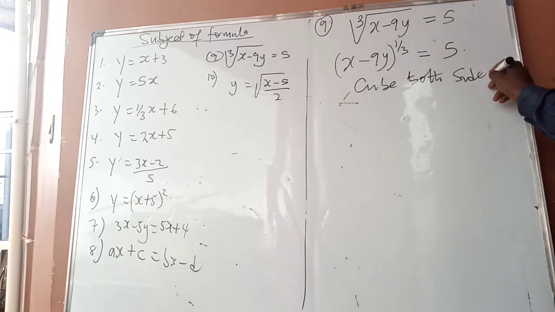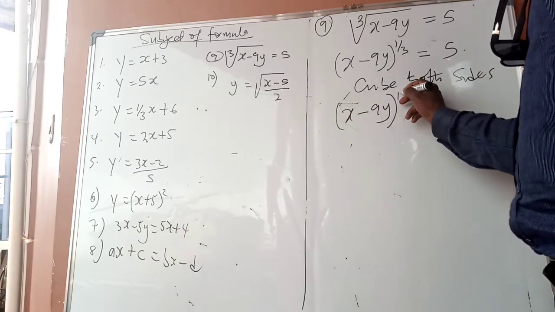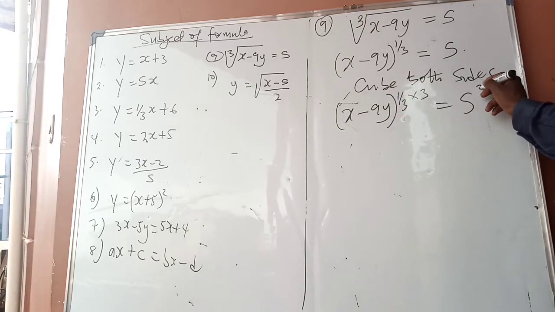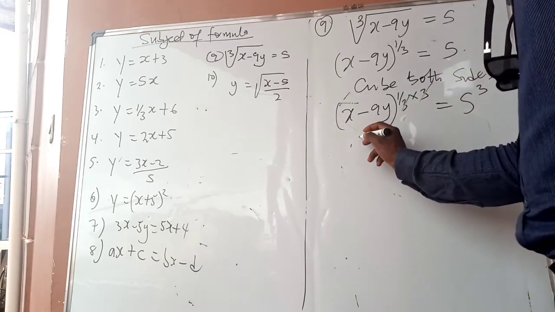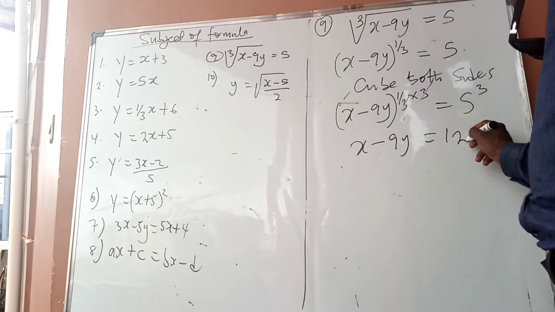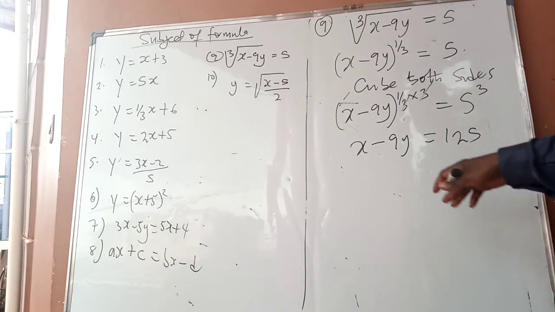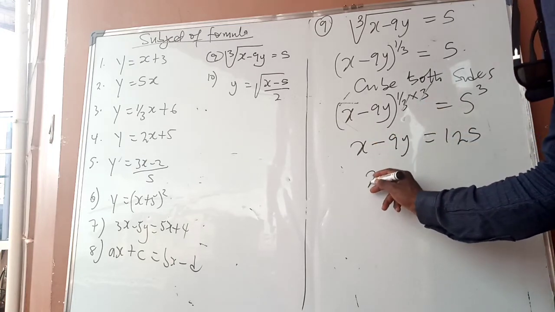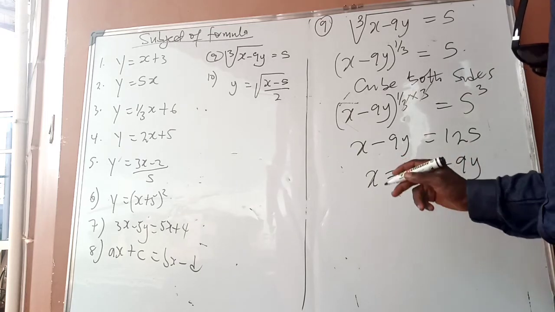I have to take the cube of both sides. When I take it, I'll have x minus 9y to the power of 1 over 3 times 3 equals 5 raised to the power of 3. You get what I'm doing? Now 3 cancels out. I'll have x minus 9y is equal to 125 because 5 to the power 3 is 125. Then for x to stay alone, this minus 9y will come to the other side, it will turn to plus. So x is now equivalent to 125 plus 9y.